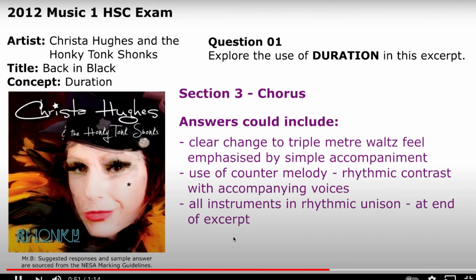Okay, so we've got a clear change to triple meter. So triple meter is 3/4. So we've gone from 4/4 to 3/4. Quite an abrupt change. And 3/4 is known as a waltz feel, because of course in the classical period, the waltz was a dance in 3/4 that was very popular. So it's a waltz feel and it's a 3/4 time signature.